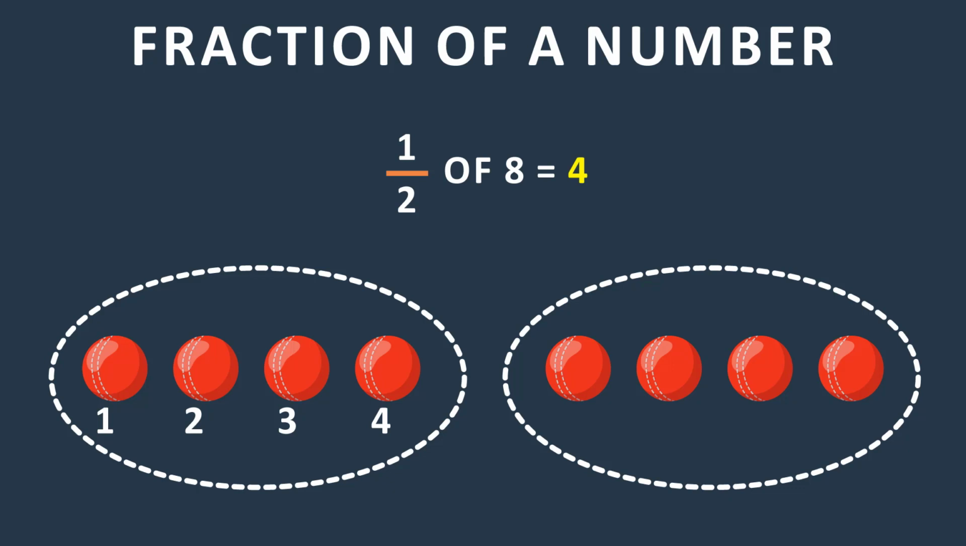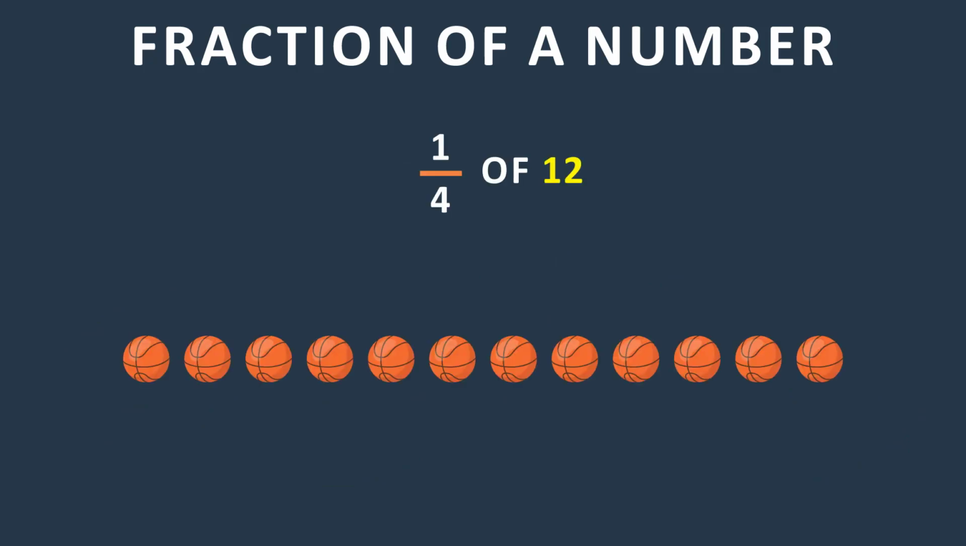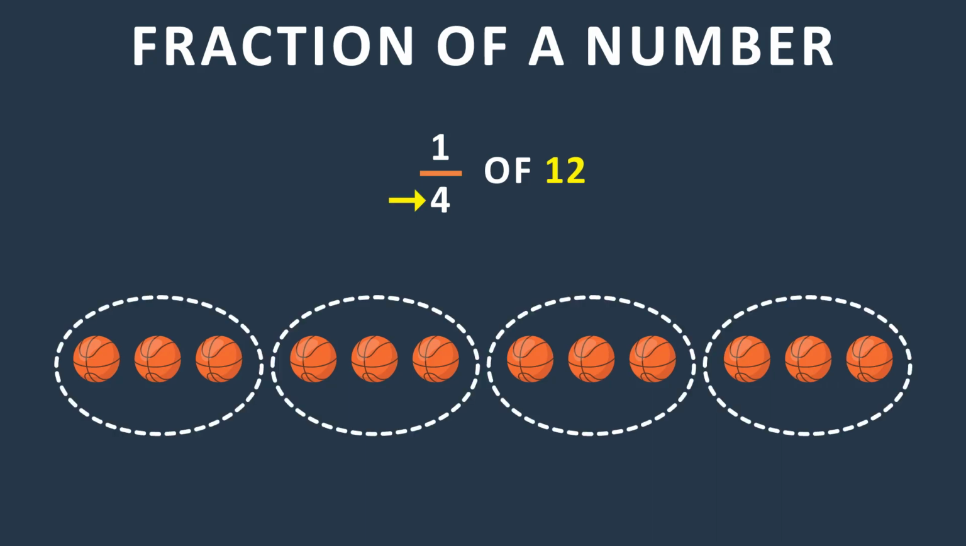In this way, we can find quarter of a number. What's quarter of 12? First, let's draw 12 balls. Now divide it into 4 groups. Next, we count the number of balls in the first group. There are 3 balls in group 1, so a quarter of 12 is 3.